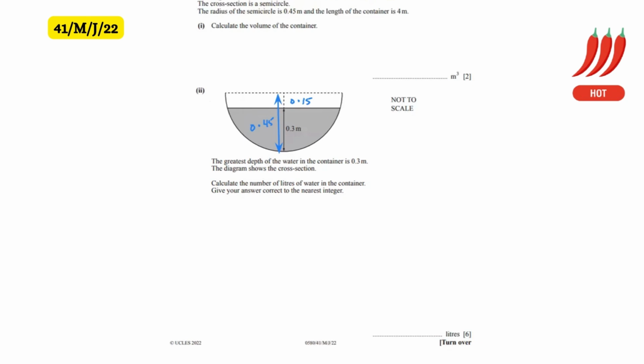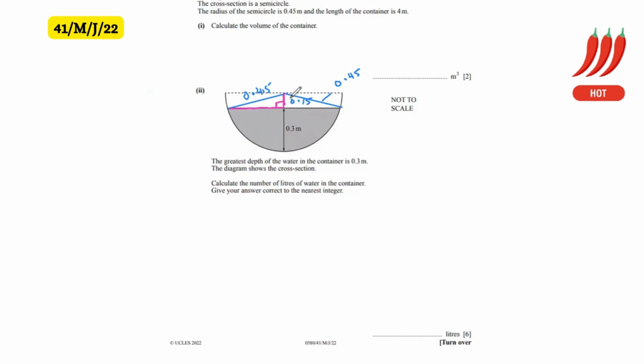Okay, so first we need to realize that if we connect these 2 points, they are also the radius, because they're coming from the center and going towards the circumference. So if we remove this part over here, this length in the middle is 0.15 and this is 0.45. So what we can do is, if we highlight this triangle over here, this is a right angle triangle.